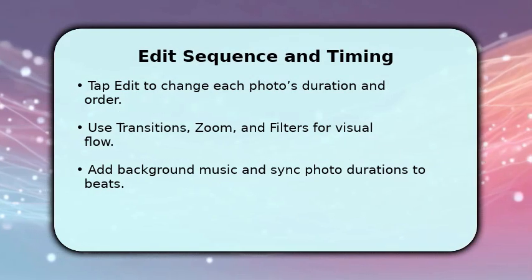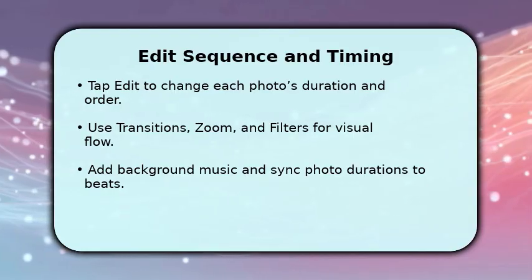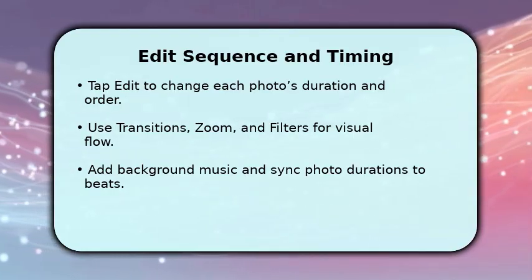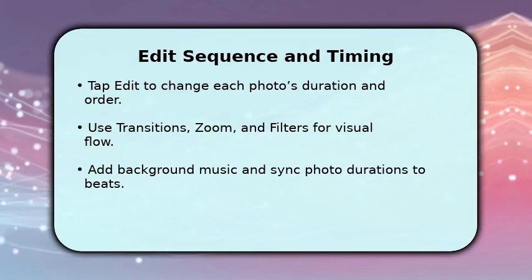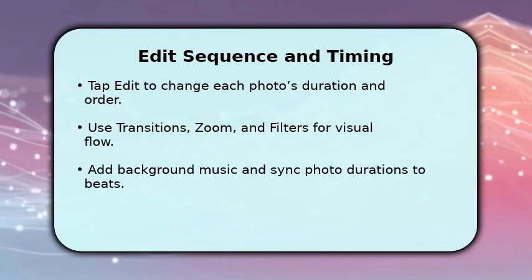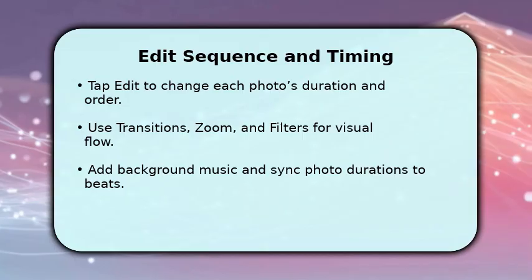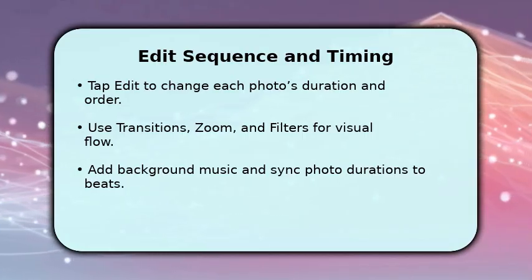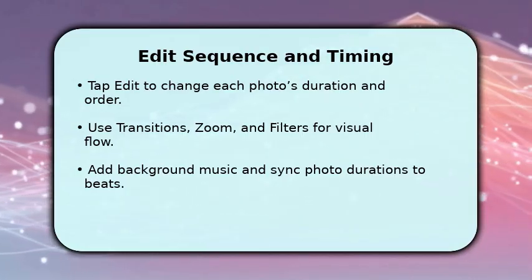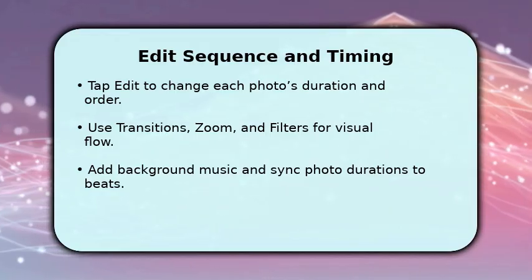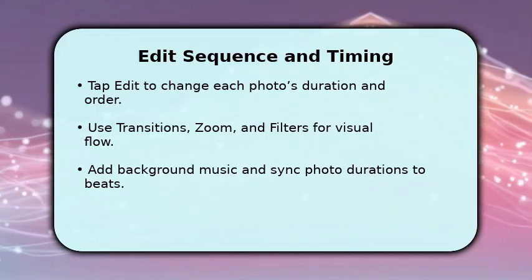Now you refine timing and appearance. Tap Edit to adjust each photo's duration and drag to reorder if needed. Use transitions or the built-in pan and zoom to make movement feel deliberate. This keeps viewers engaged. Once you have rhythm, add a music track and use the waveform or beat markers to align key photo changes with strong beats.